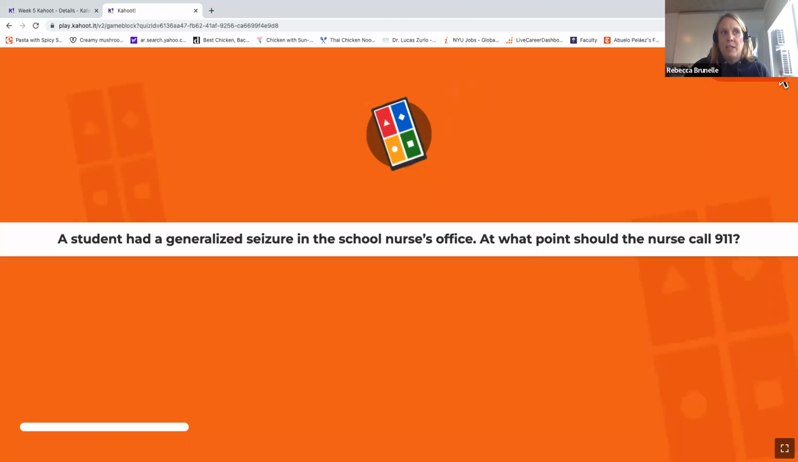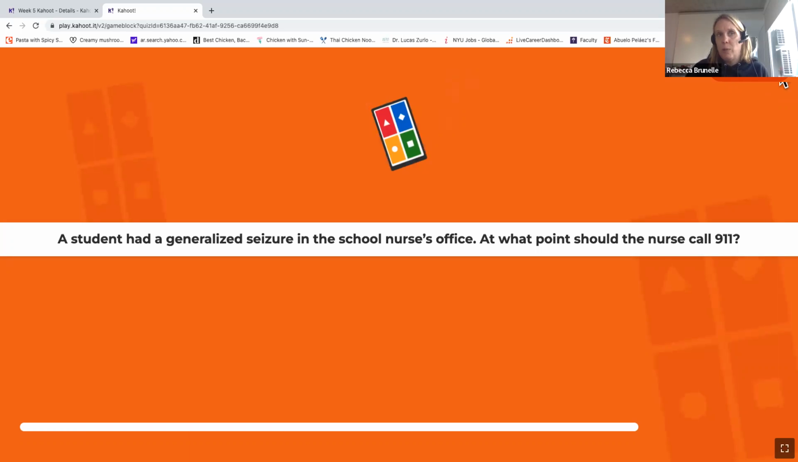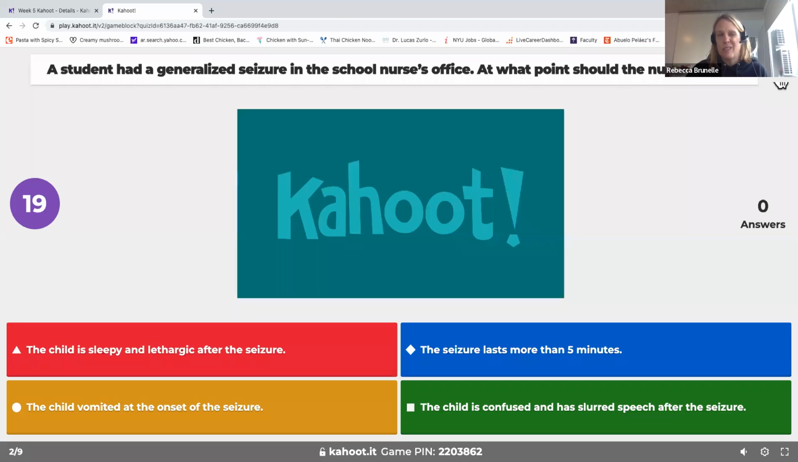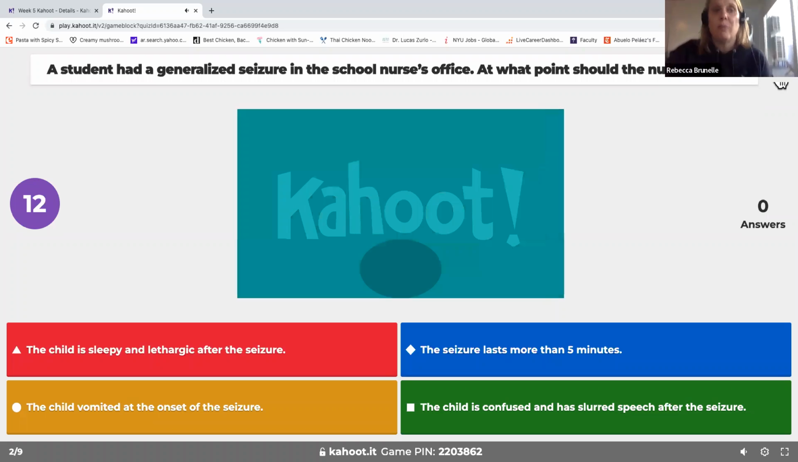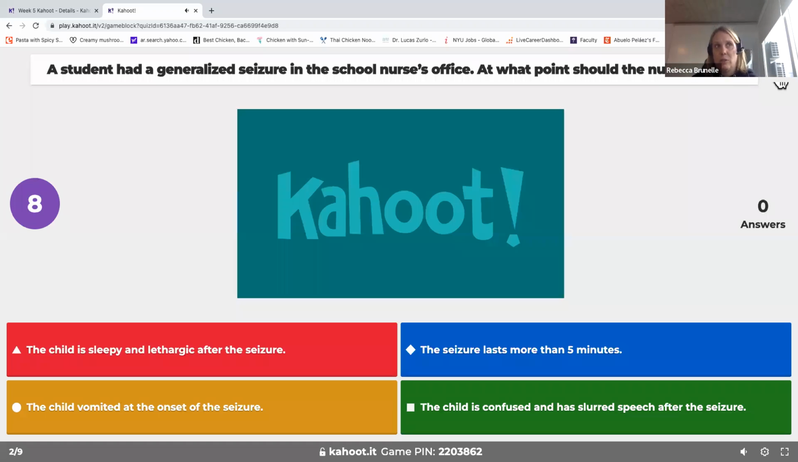A student has a generalized seizure in the school nurse's office. At what point should the nurse call 911? The child is sleepy and lethargic after the seizure; the child vomited at the onset; the seizure lasted more than 5 minutes; or the child is confused and has slurred speech after the seizure.